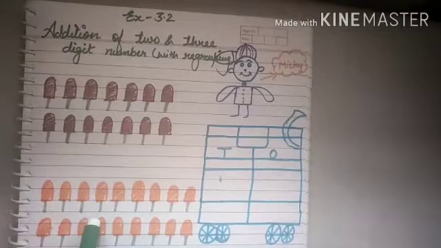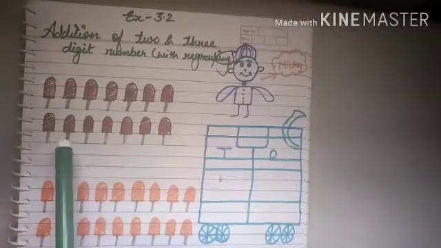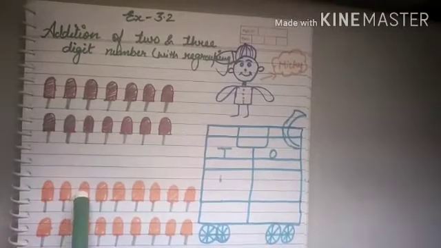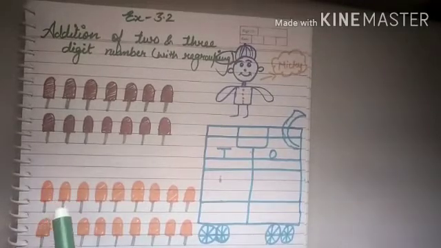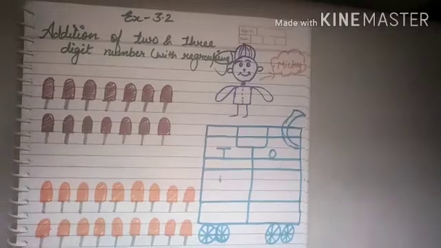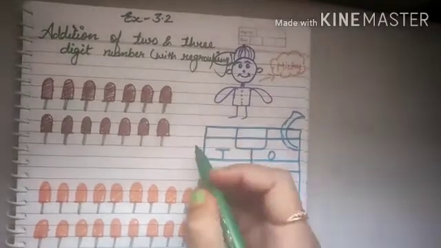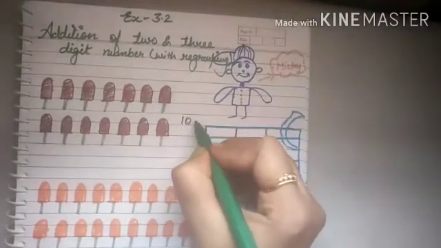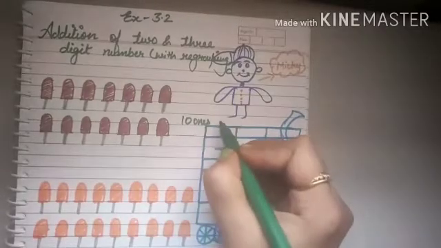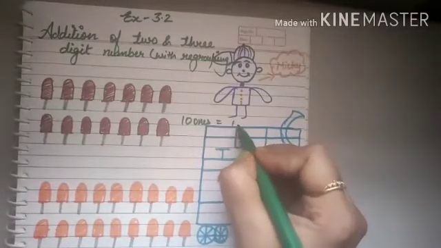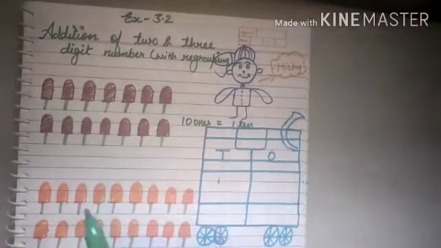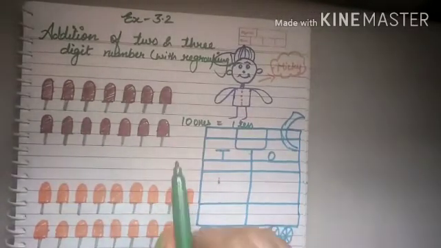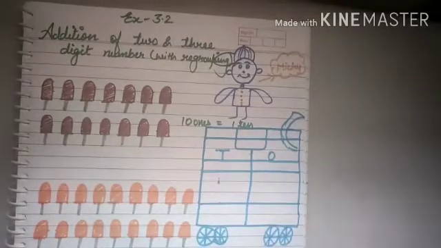So these are more than 10. More than 10. So what can we do? We can make a group of 1 ten here, right? Because we all know that 10 ones is equal to 1 ten. So here are 14 chocolate ice creams, and here I am going to make a group of 1 ten.